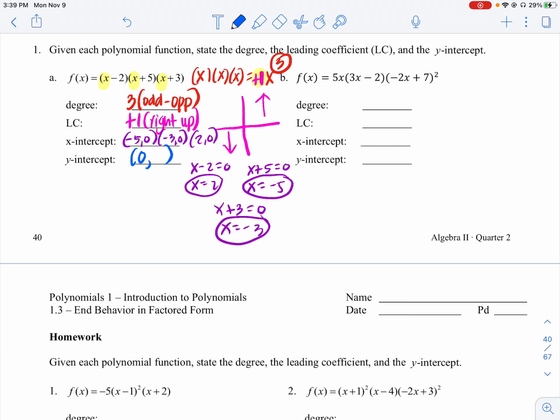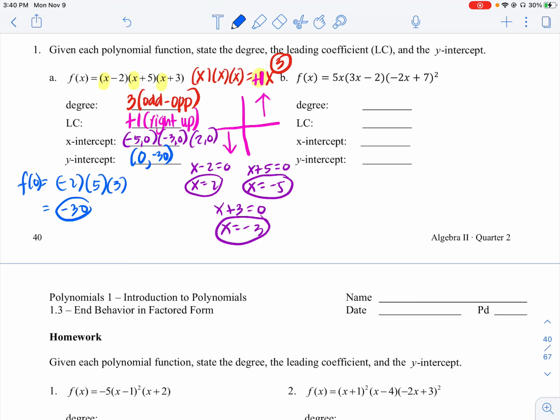And for my y-intercept, I think we are so familiar with this. I know that for my y-intercept, I always have x equals 0. So I know it's going to be 0 comma, wait, I do not know what the y is yet. To get that, I'll plug in a 0. 0 minus 2 is a negative 2. I'm just plugging in here, okay, you guys? 0 minus 2 is negative 2, followed by 0 plus 5 is 5, 0 plus 3 is 3. Altogether, that is negative 30. And so, I am missing a negative 30 in the y-intercept. Okay, that's it. I got my degree, my leading coefficient, x-intercepts, and my y-intercept.